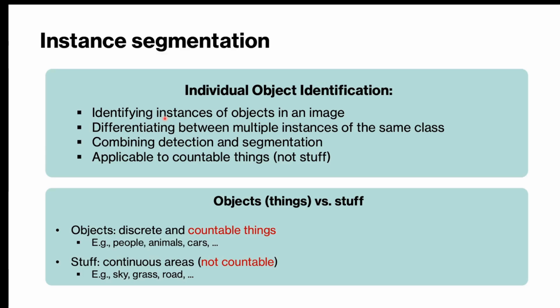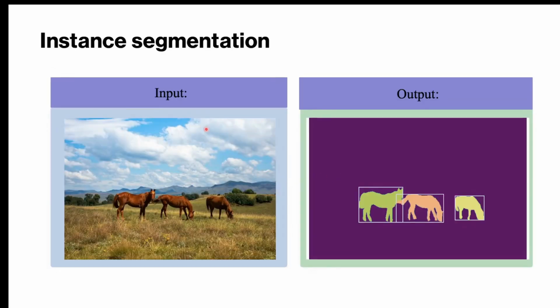So let's see what is the difference between objects or things versus stuff. Objects are discrete and countable things such as people, animals, cars, etc. But stuff are continuous areas like sky, grass, road, etc. So we should note that instance segmentation is only applicable to these countable things, so that we can segment or identify instances of these classes. Here is an example input and output of instance segmentation. In this example, we have 3 horses, and the horses are countable, but the sky, grass, and mountain range are not countable. So we can only apply instance segmentation to the horses.